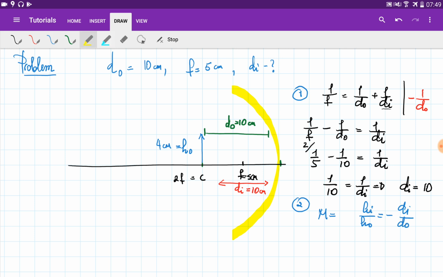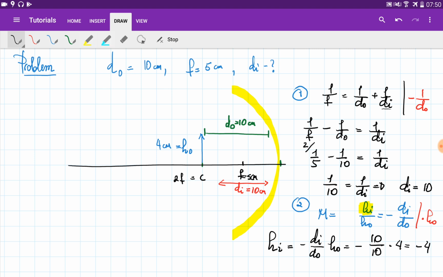What we actually need to find is the height of the image, because we're given the height of the object, the distance between the image and the mirror, and the distance between the object and the mirror. In order to find this, we multiply both sides of this equation by ho. It cancels the ho on the left hand side, and what we're going to have here is hi equals minus di over do multiplied by ho, which is equal to minus 10 over 10 multiplied by ho, which is equal to 4 centimeters. If we simplify everything, we're going to get minus 4.